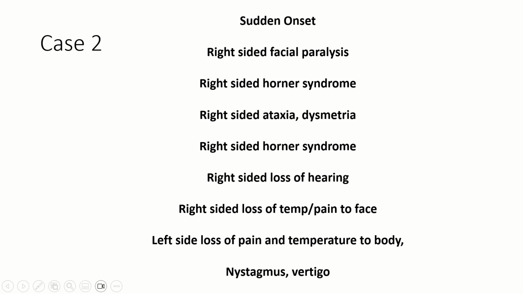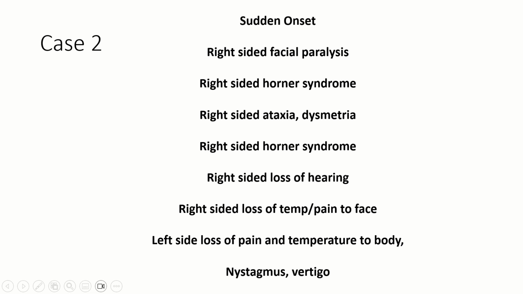Right-sided facial paralysis, right-sided Horner syndrome, right-sided ataxia, dysmetria. I doubled this up, but right-sided Horner syndrome, really wanted to emphasize that. Right-sided loss of hearing, right-sided loss of touch and pain to the face, but left-sided loss of pain and temperature of the body, as well as nystagmus and vertigo. Question is, well, first ask yourself, where are we?